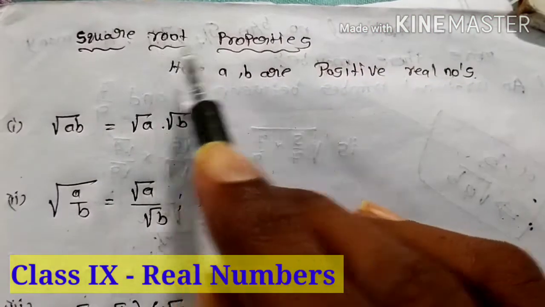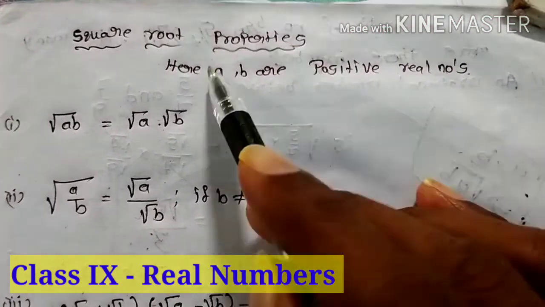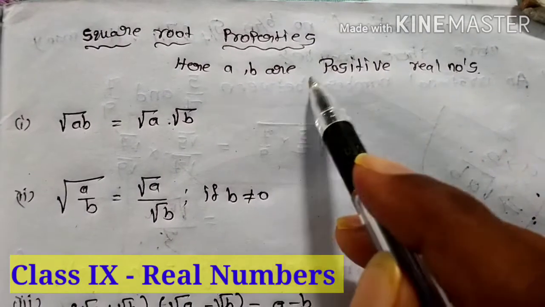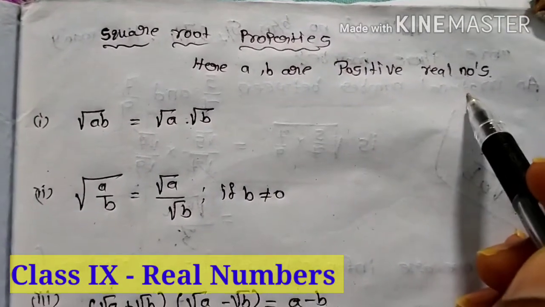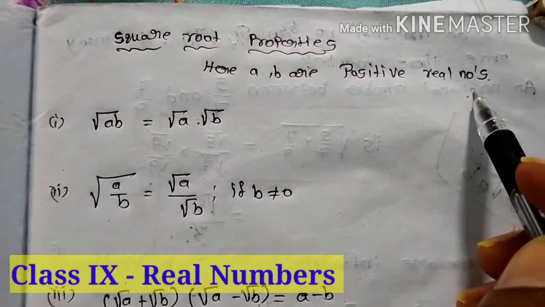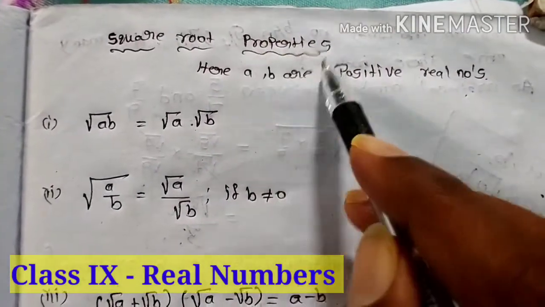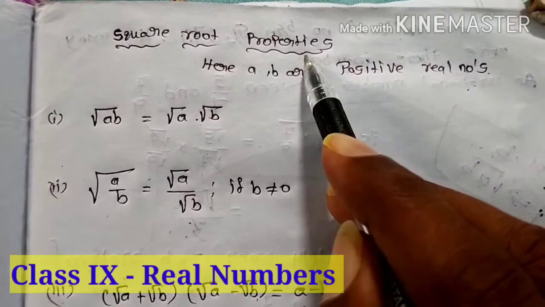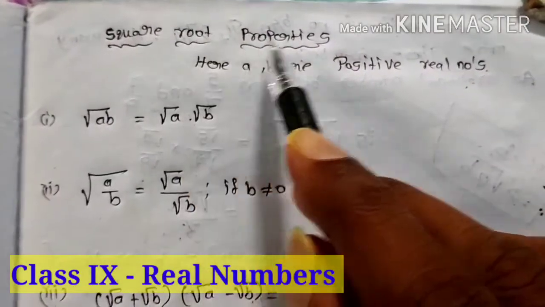Now you can see here the square root properties. A, B are positive real numbers, which can also be written as identities. Square root identities, we can call them square root properties.